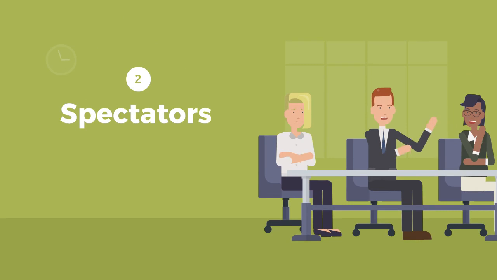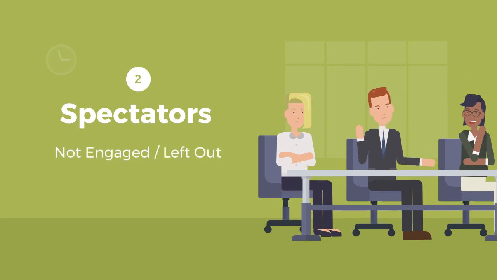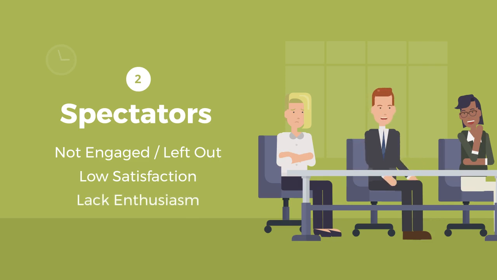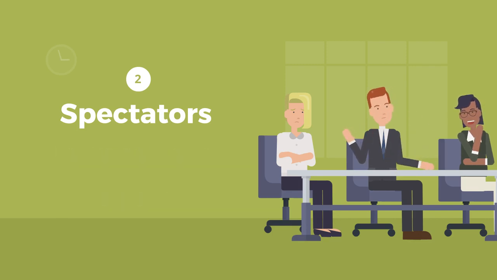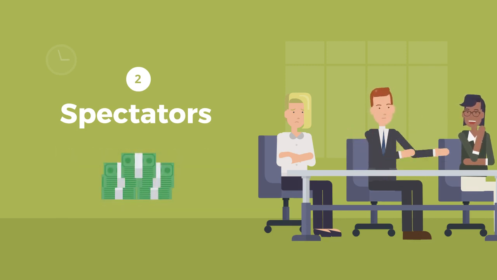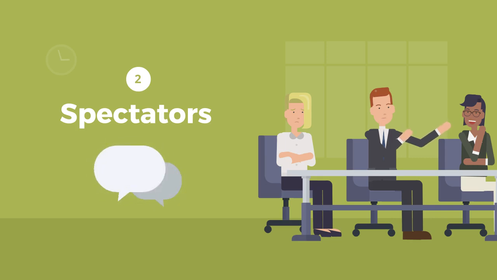Spectators. Spectators are employees who are not engaged. They feel left out of the decision-making process and believe any suggestions they have will go unheard. As a result, they gain little satisfaction from their work and lack enthusiasm. It's easy to turn even the keenest employee into a spectator once they feel ignored. You can help spectators by showing them how much you value their work and their opinions. Give them lots of feedback and ensure that their voice is heard.